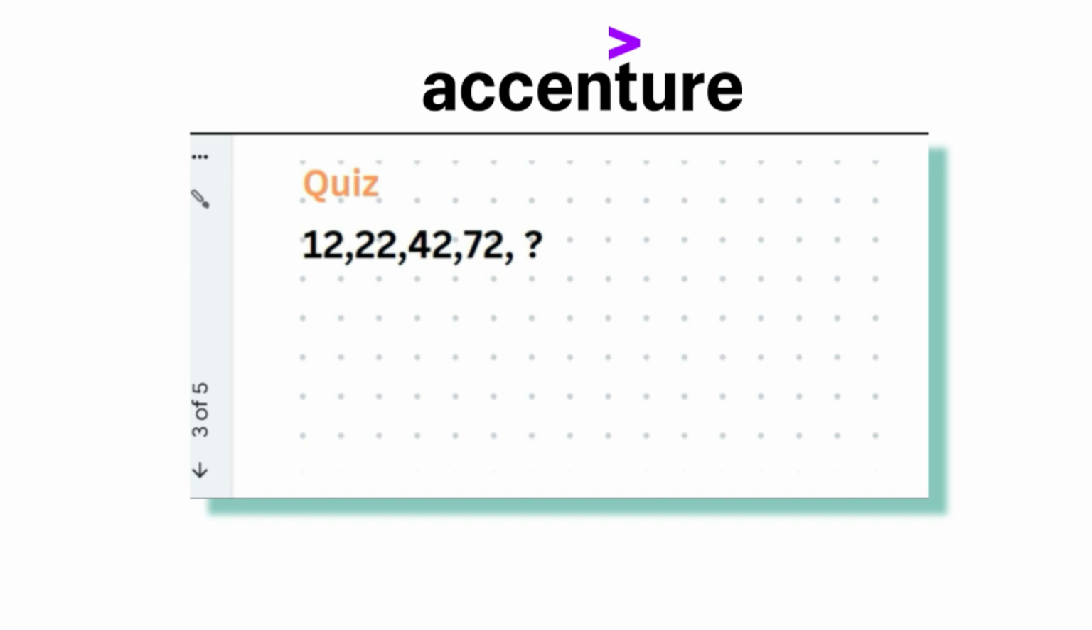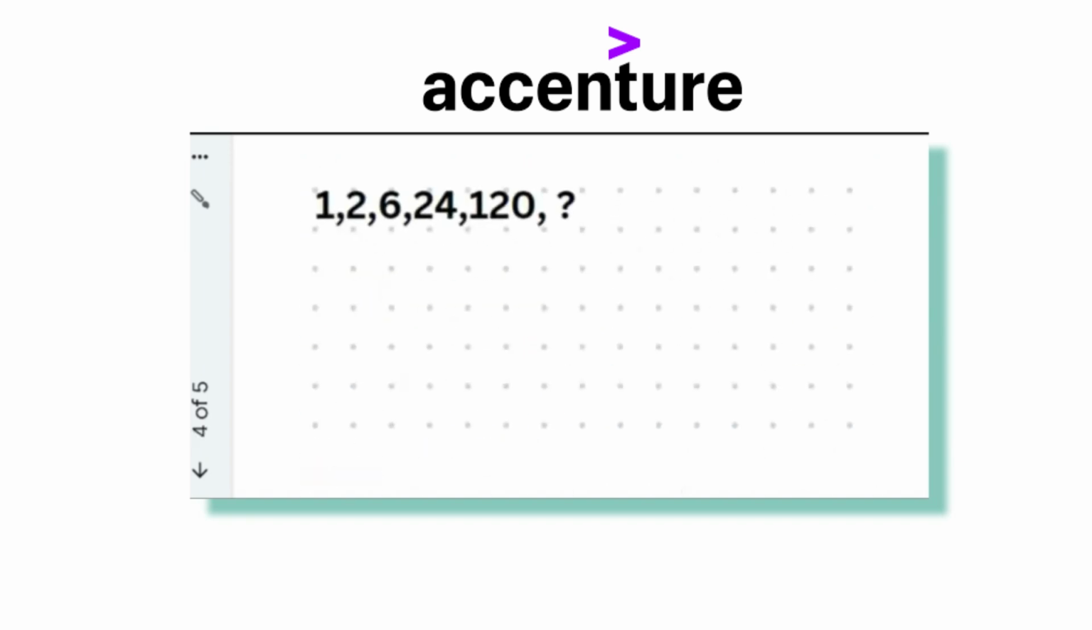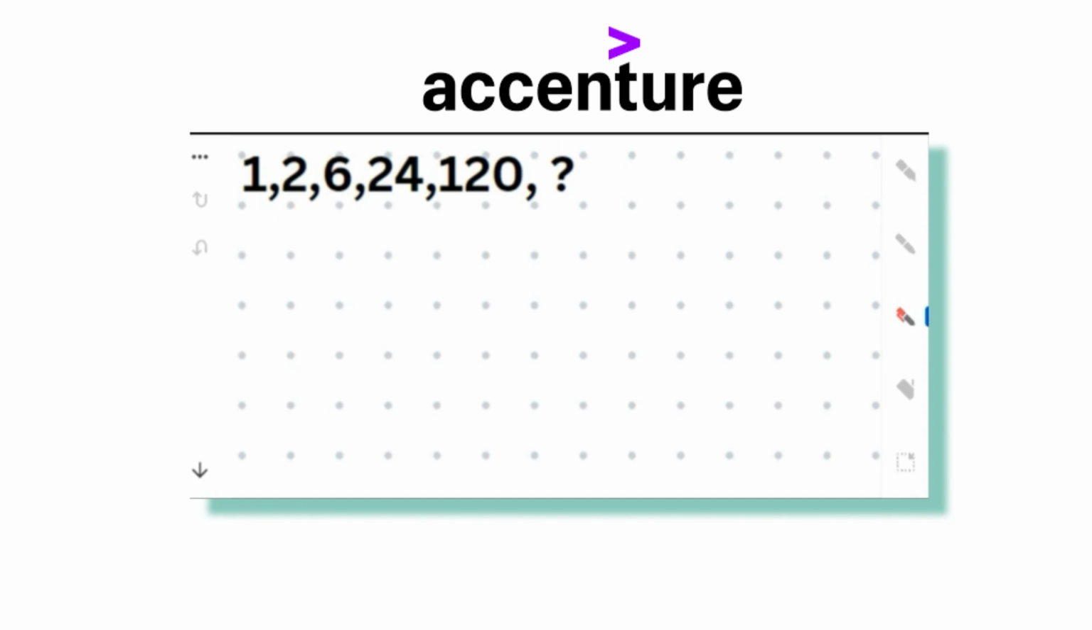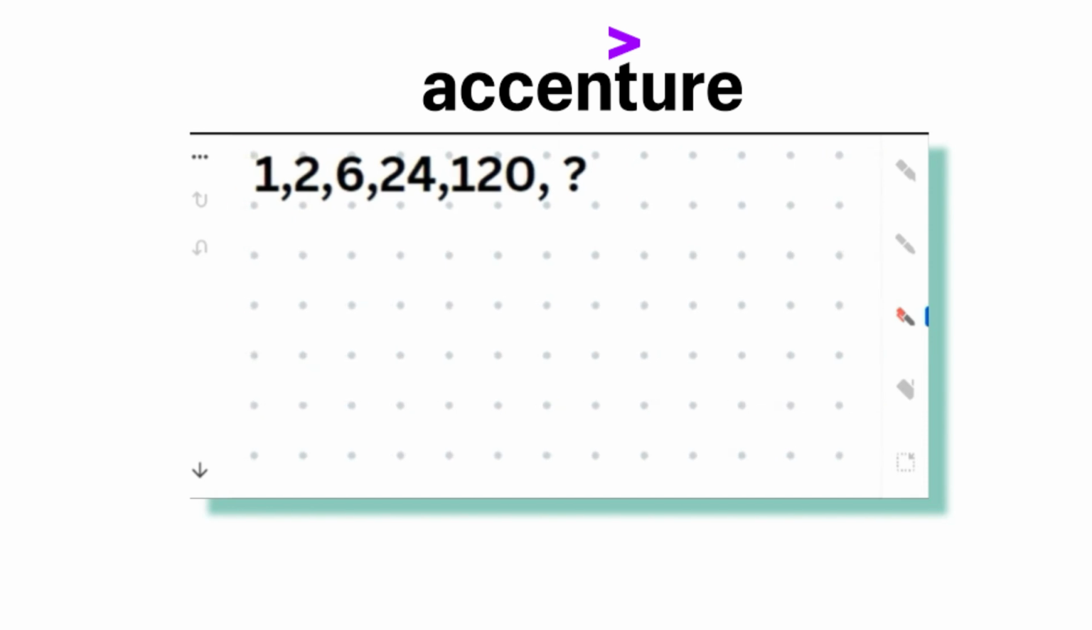Okay, so let's go to the next problem, that is this. So this is a tricky problem. I hope you will try, and let's see whose answer is matching. Okay, so 1 2 6 24 120. Let's check. At first we can see that 6, 24, 120 are not prime, so we'll not go for prime number.